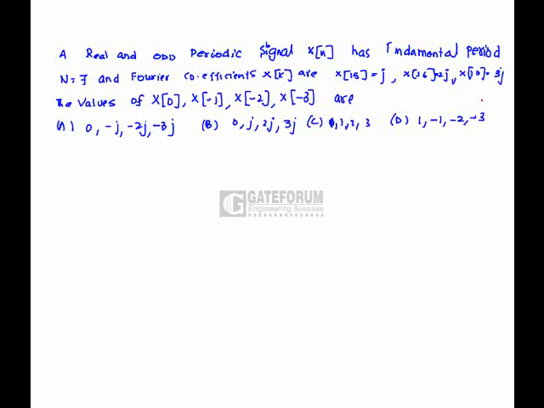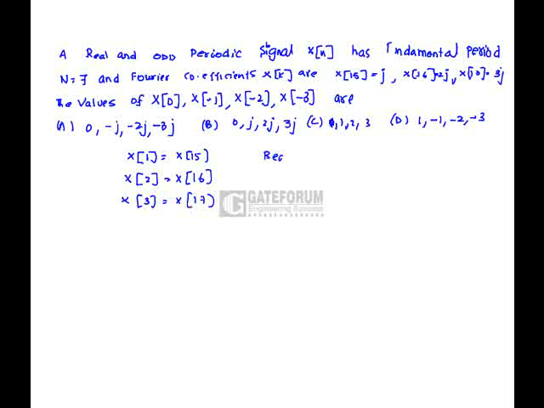A real and odd periodic signal x of n has a fundamental period of 7 and the Fourier coefficients are given as X of 15 equals j, X of 16 equals 2j, X of 17 equals 3j. We have to decide the values of X of 0, X of minus 1, X of minus 2 and X of minus 3. Here the sequence is going to be repeated with period 7. So X of 1 is going to be X of 15, X of 2 is going to be X of 16, X of 3 is going to be X of 17.